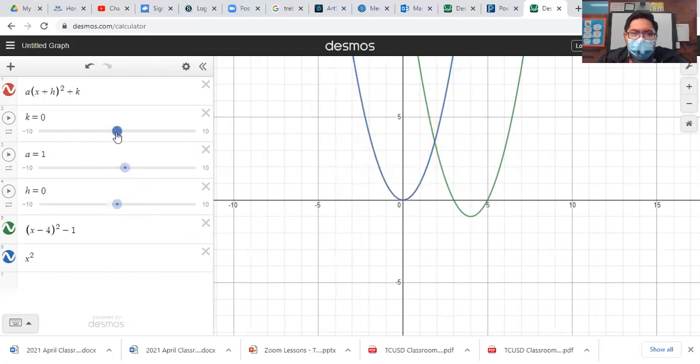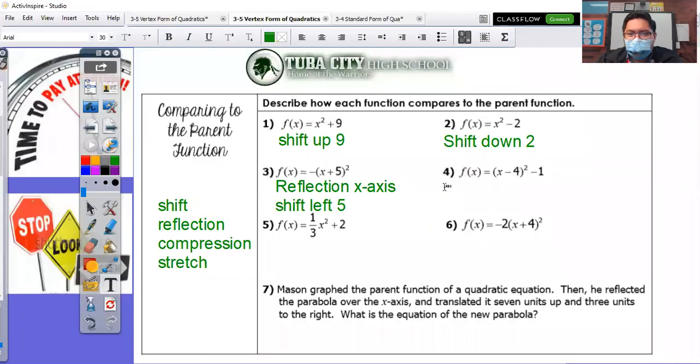So let's mess around with our K a little bit. So move it around. All right, so it's gone down. So we could say a shift down. And then again, I'm going to move it the opposite direction. Moves to the right 4. All right, that one was actually kind of easy.